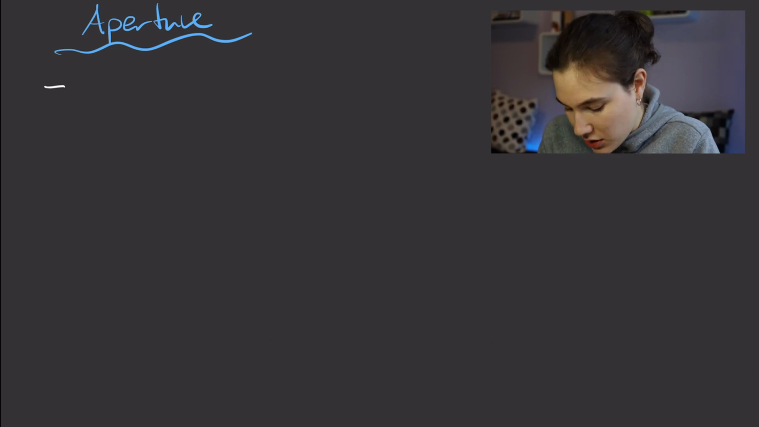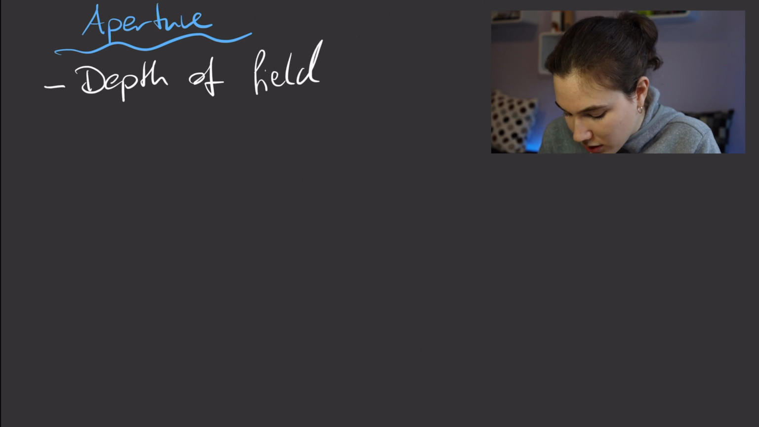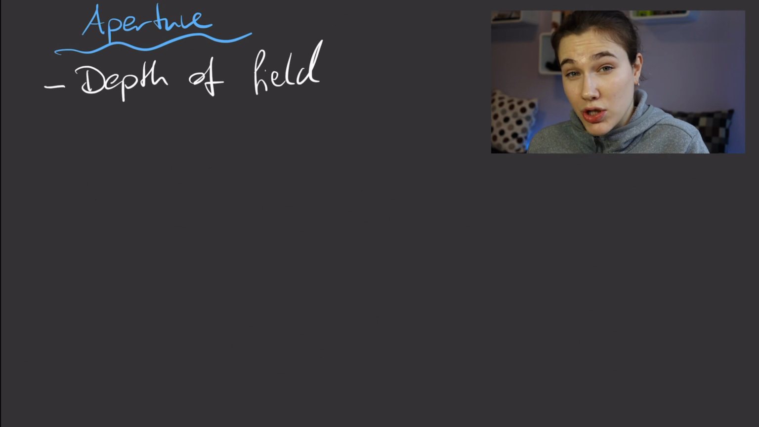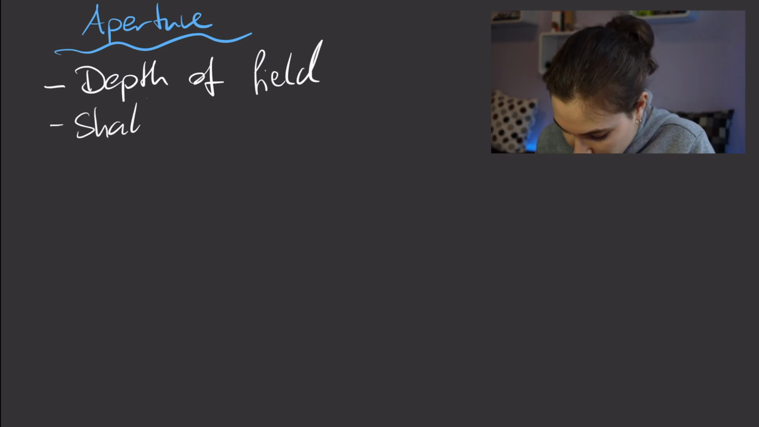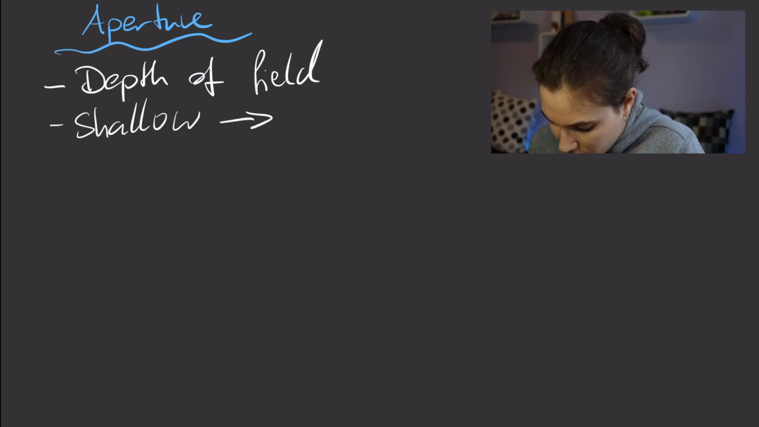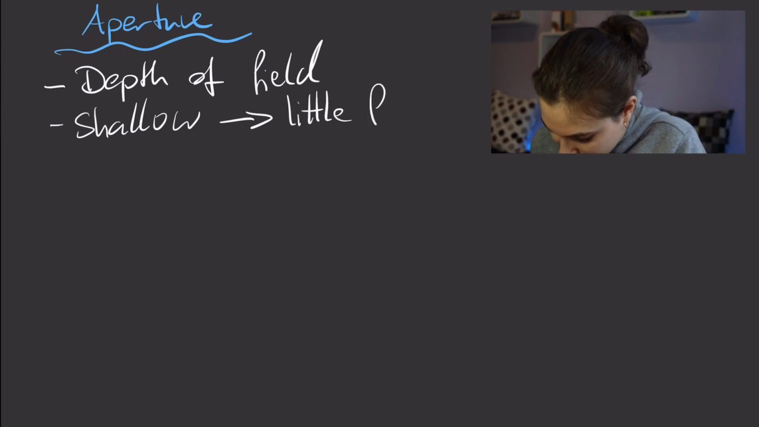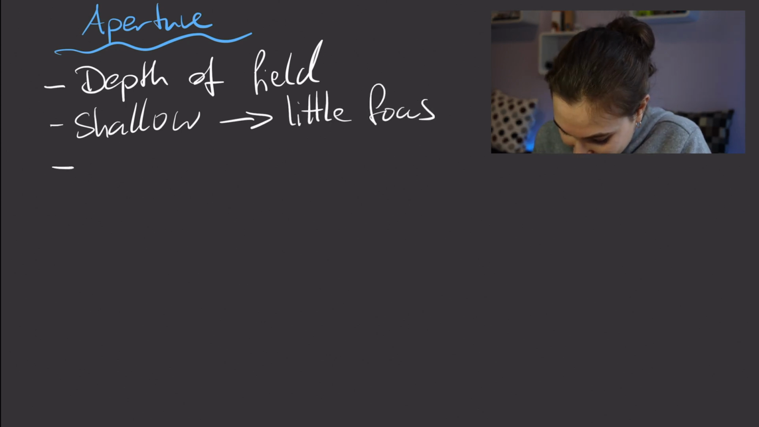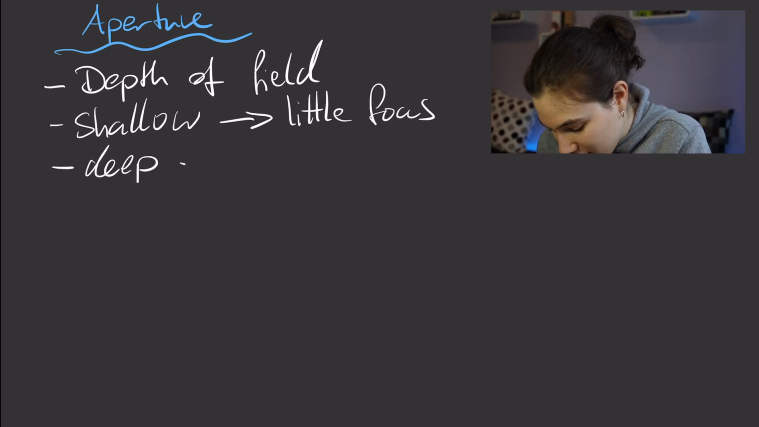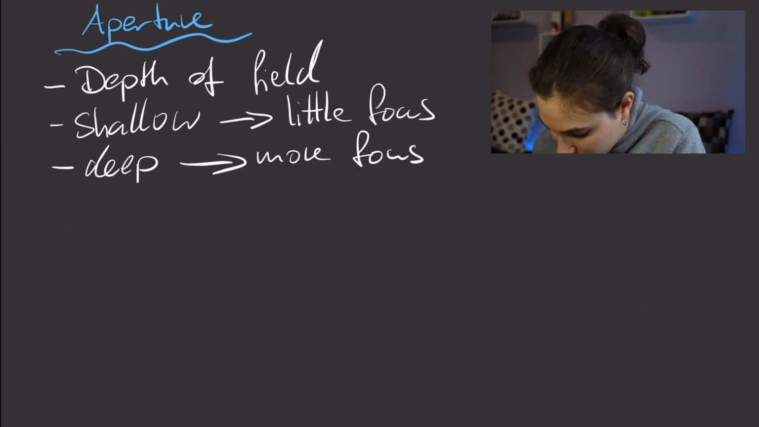Aperture is basically your depth of field. So what do I mean by that? Basically what depth of field means is how much of your image is in focus. So if you have a shallow depth of field, that means that only very little of your image is going to be in focus. So I'm just gonna put a little focus here. I'll get to why you might want that in just a second. On the other hand, if you have a deep depth of field, that means you're gonna have more focus.